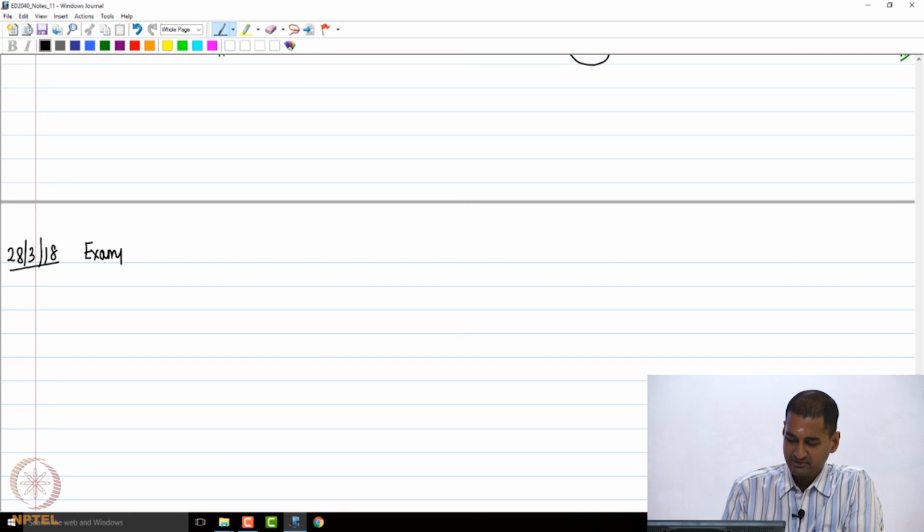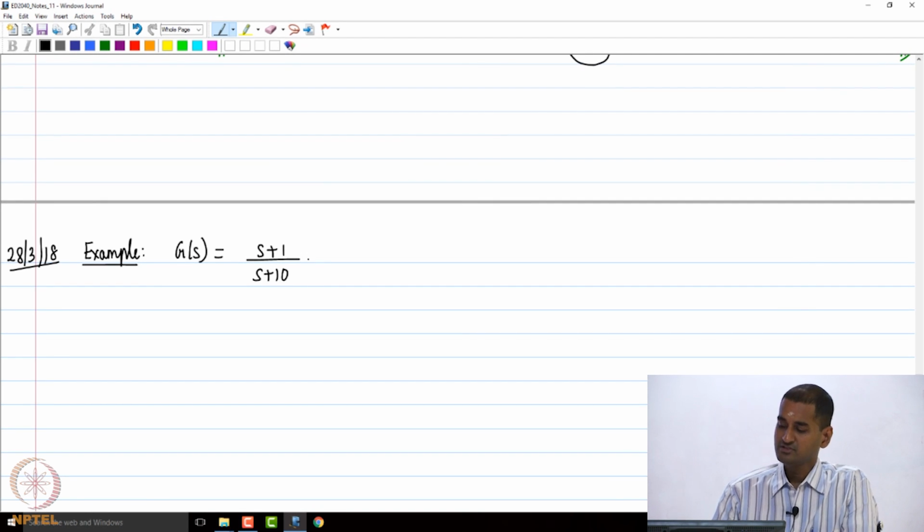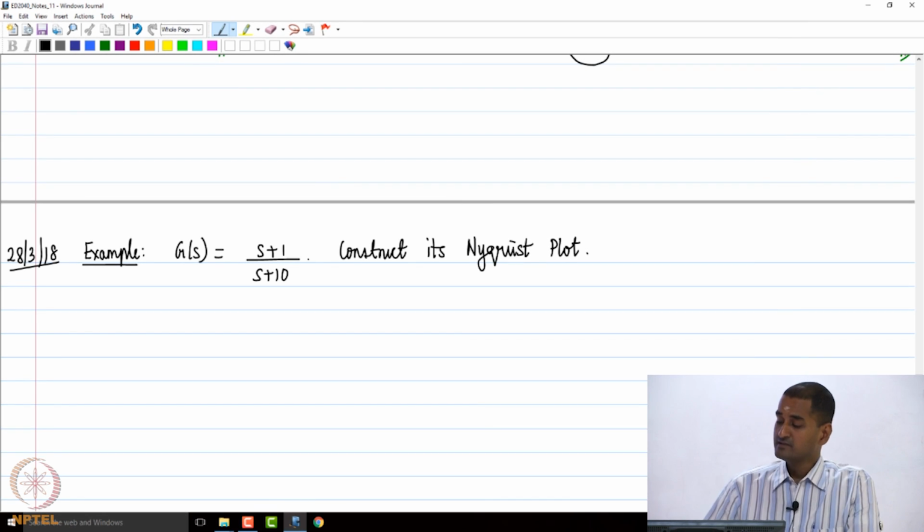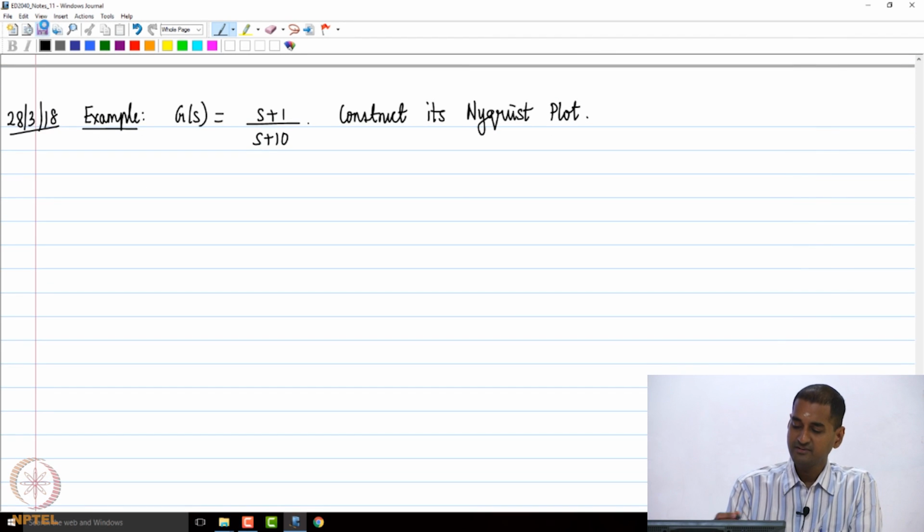So let me do an example. We are essentially going to start off with an example in constructing the Nyquist plot. Let us say that we consider a transfer function of the form s plus 1 divided by s plus 10. The question is, construct its Nyquist plot. Okay, that is the question that we are asking ourselves. So now how do we start doing it?